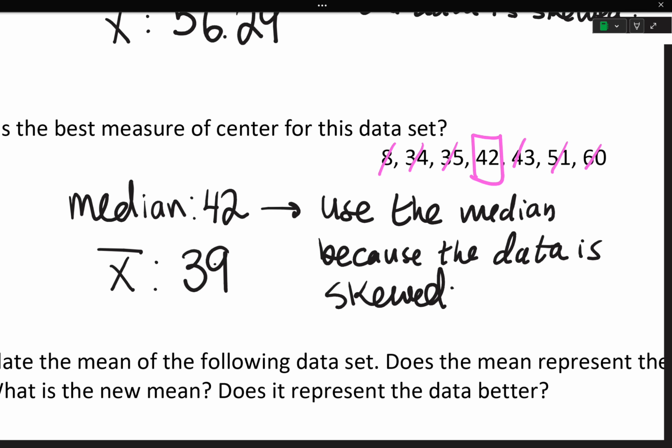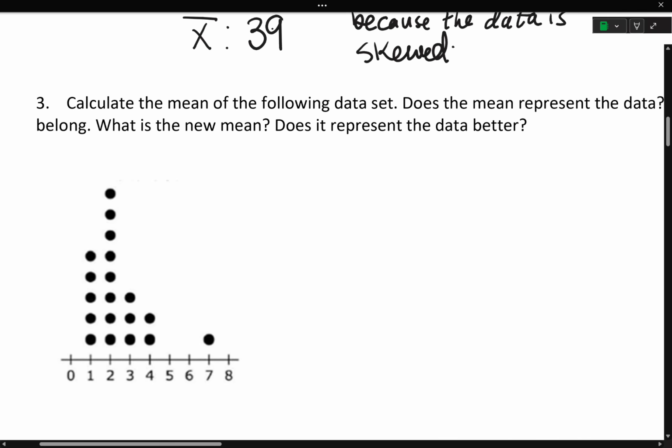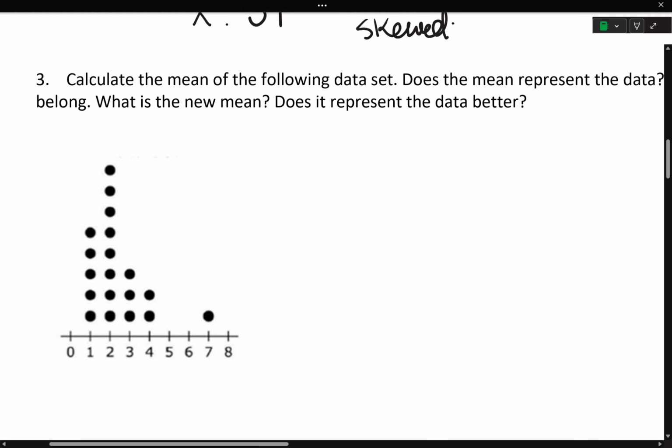Okay. Now something that can skew data pretty significantly is a number that kind of doesn't belong. So let's take a look at this little dot plot in number 3. We're going to do 2 things. We're going to calculate the mean of the whole data set, and then we're going to find the new mean, and I'll talk about that in a second, and then decide which one represents it better.